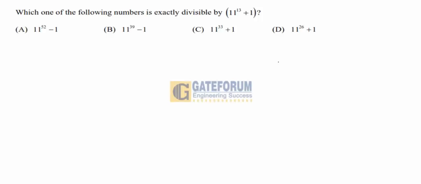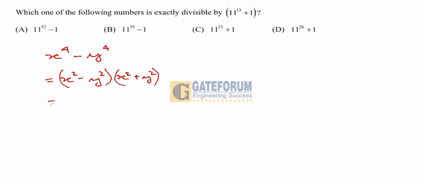Which one of the following numbers is exactly divisible by 11 to the power 13 plus 1? Now we know that if suppose there is a function like, say for example, x to the power 4 minus y to the power 4, we can say that this is x square minus y square into x square plus y square. And in the second step, we can say that x minus y into x plus y into x square plus y square is the final breakup of this particular thing.